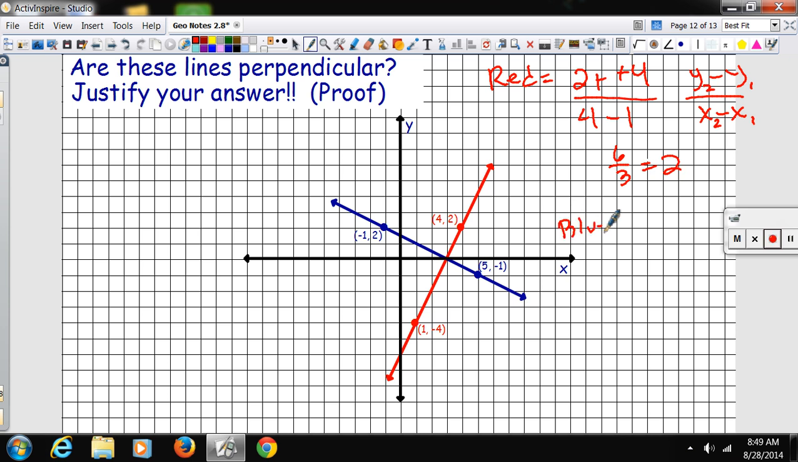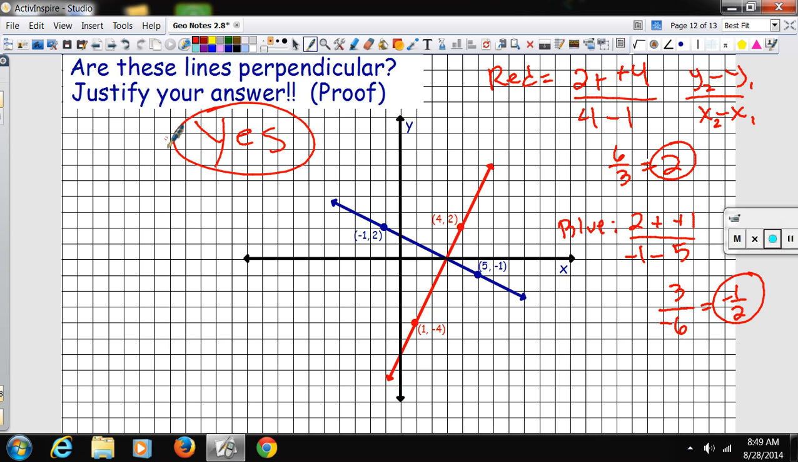Let's try the blue line. So y minus y would be 2 minus negative 1. X minus x would be negative 1 minus 5. These are going to be pluses. You're going to end up with a positive 3 over a negative 6, which is a negative 1/2. Are those perpendicular? Yes. Okay, they are perpendicular. They do have opposites and reciprocals for their slopes. So they definitely have to be perpendicular. That's a yes. 2 and negative 1/2 are definitely perpendicular slopes.